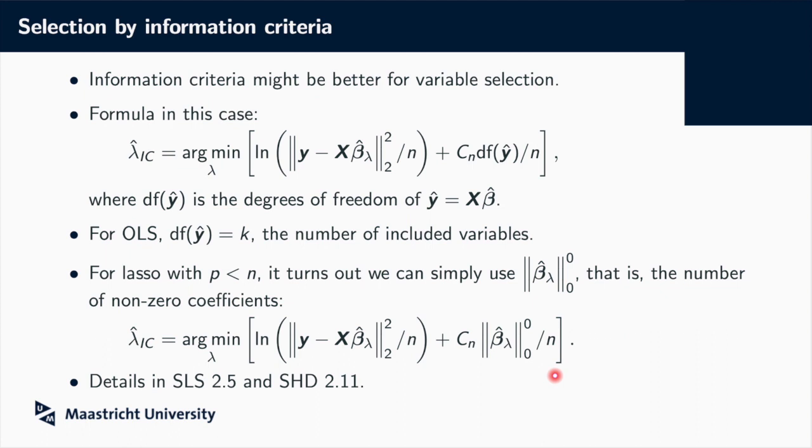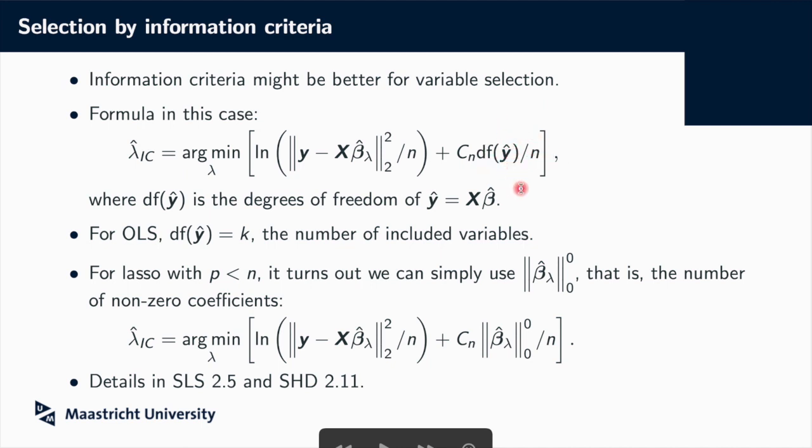Now, an alternative that you might want to consider, particularly if you're interested in variable selection, is to use information criteria. And the information criteria work exactly the same as before. Right? So we have the logarithm of the residual sum of squares. We have a penalty term that penalizes complexity.